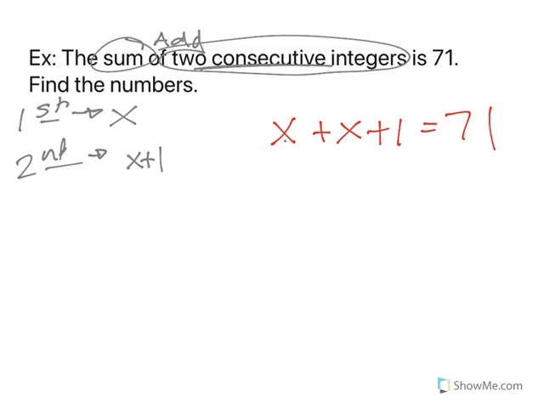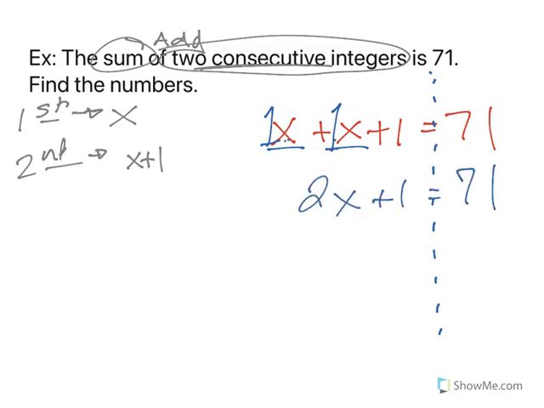Now we want to go ahead and simplify. Remember that an equation, right, equal sign, you do the same thing on both sides. Well, first on the left side, I can say that x plus x, if that's a number, it means we have a coefficient of 1. So I really have 1x plus 1x is 2x. So 2x plus 1 equals 71.